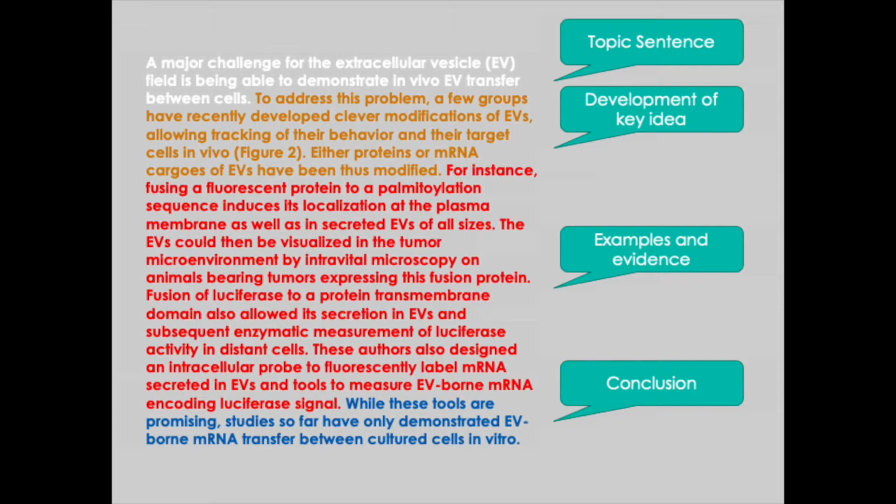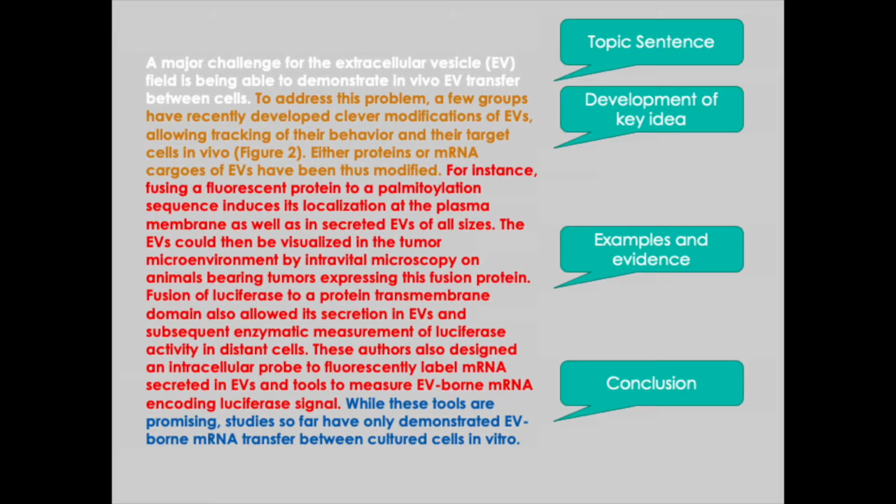It says: A major challenge for the extracellular vesicle field is being able to demonstrate in vivo EV transfer between cells. To address this problem, a few groups have recently developed clever modifications of EVs, allowing tracking of their behavior and their target cells in vivo. Figure 2. Either proteins or mRNA cargoes of EVs have thus been modified. For instance, fusing a fluorescent protein to a palmitoylation sequence induces its localization at the plasma membrane, as well as in secreted EVs of all sizes.